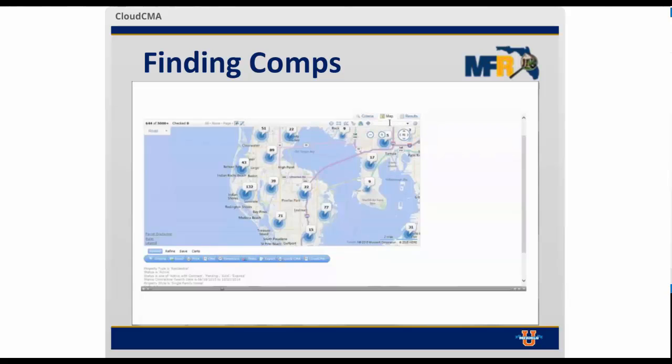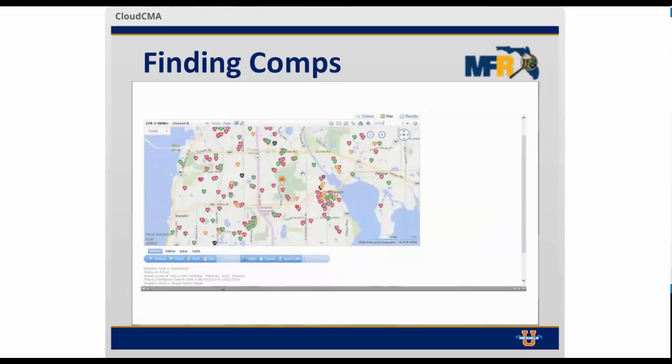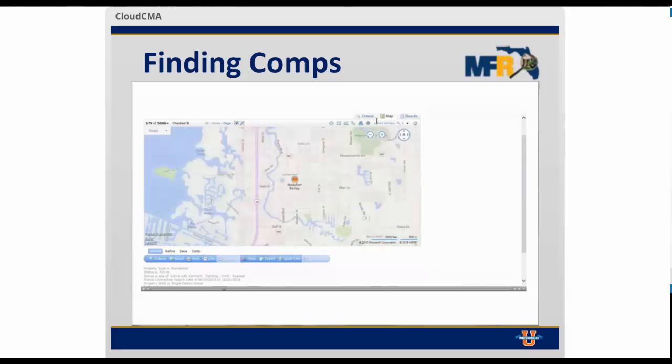I can type in the zip code of my subject, 33761. And now my map is centered on the zip code. Let's pretend that we were in Newport Richey, and we want our map centered on Newport Richey. Type in Newport Richey. Now my map's centered on Newport Richey. But in this case, we're doing a CMA. I want to center my map exactly on my subject property. 2629 Brandywine Drive in Clearwater.